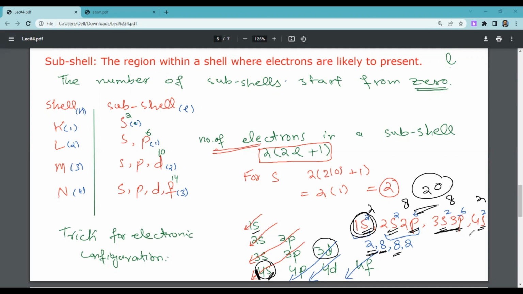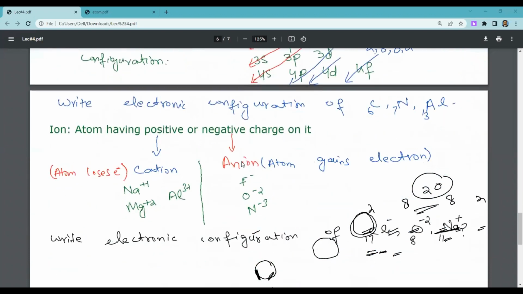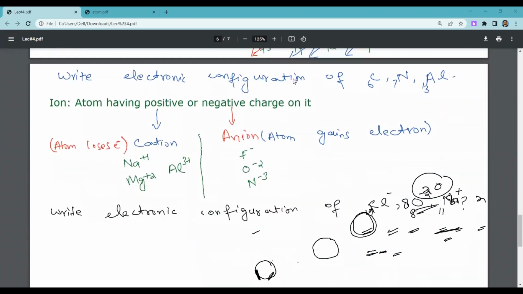Now your task is simply to learn how to write electronic configuration. I hope it is clear now how to write electronic configuration. We will also do some practice so that we can learn all these things easily.